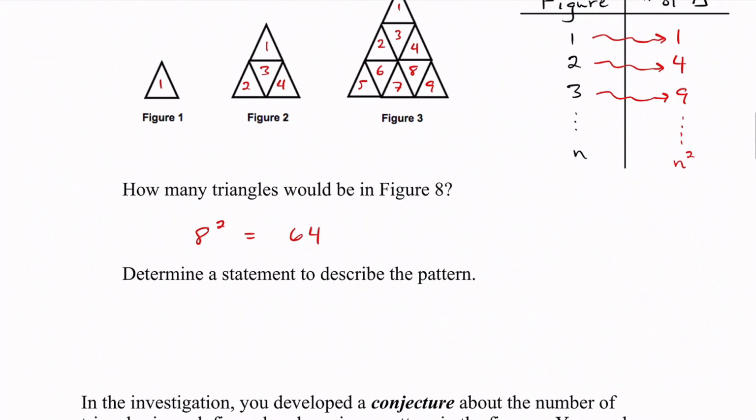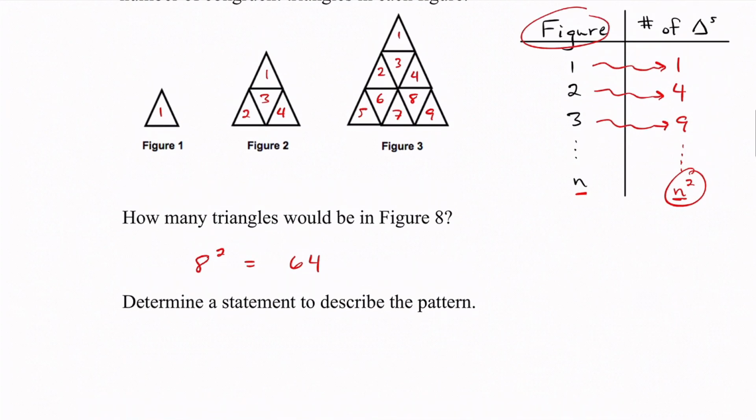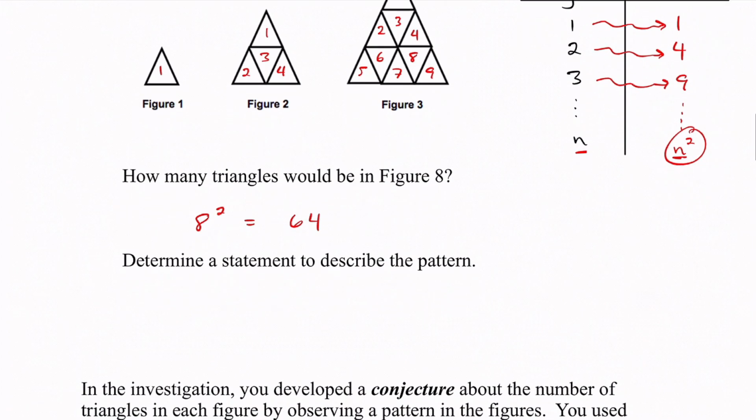The next thing it asks is determine a statement to describe the pattern. So we've kind of said it in words, but we want to actually write it out now. So to get the number of triangles here on this side, what we needed to do was take the n and square it. So we needed to take the figure number, right? That's what we had here, the figure. We had to take that and square it. So I'm just going to write that here. So the number of triangles is equal to taking the figure number and then squaring it.